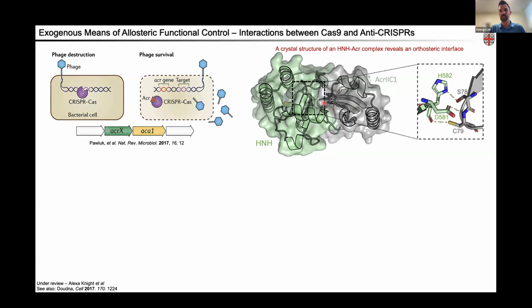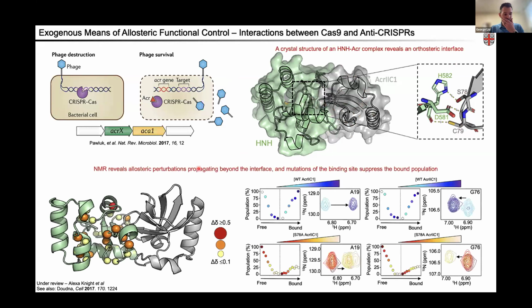So it turns out there are a couple of these anti-CRISPRs that target many Cas domains. They have orthosteric and allosteric interactions. We solved a crystal structure of one of those. It's an orthosteric interaction at the catalytic histidine. But the NMR perturbations associated with that occur not only at the binding interface, but they propagate out into the allosteric network. And we can very clearly see the population of the free state decrease and the bound state go up, and nice slow exchange tight binding NMR. And if we introduce a mutation at this interface, we lose the ability of the bound state to fully populate.